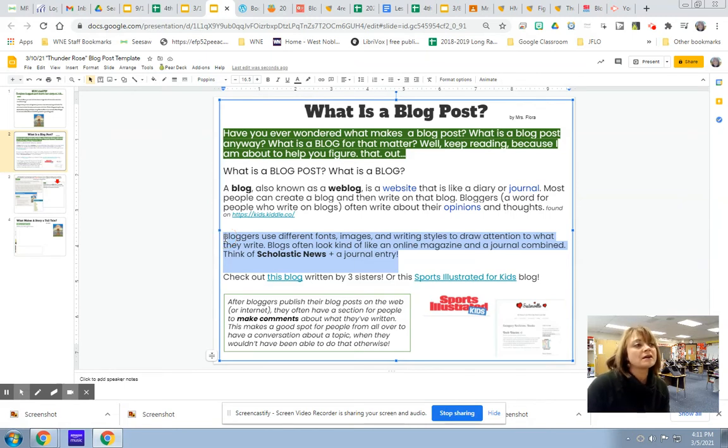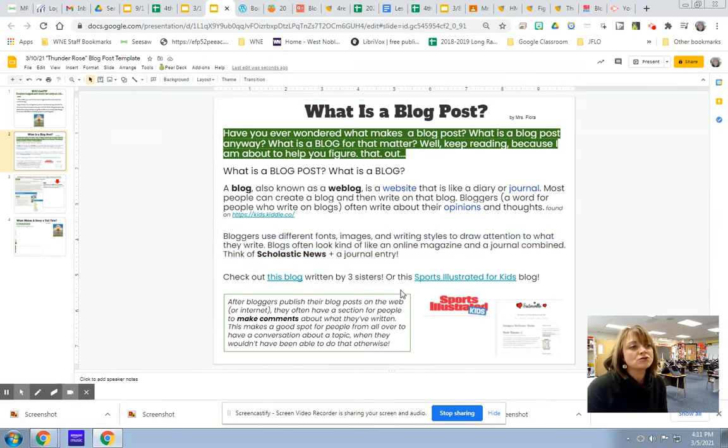And then, guys, I have given you on this slide 2 examples of blogs that were written for kids and that are real life blogs that you could see on the internet. Check out this blog that's written by 3 sisters or the Sports Illustrated for Kids blog. And this is what you would see as one of the graphics on the Sports Illustrated for Kids. And this is a screenshot of the Sisterville blog that is written by 3 sisters. So if you wanted to see a little bit more about blogs, you could click on either of those links.